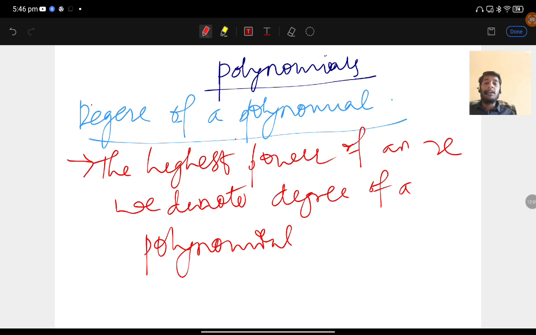As you saw, the power of x should be 1 for the linear, for the quadratic it should be 2, and for the cubic it should be 3. So it is clear to everyone. The highest power of a variable x, we denote it as the degree of a polynomial. Now I will take some examples to match along with the types.